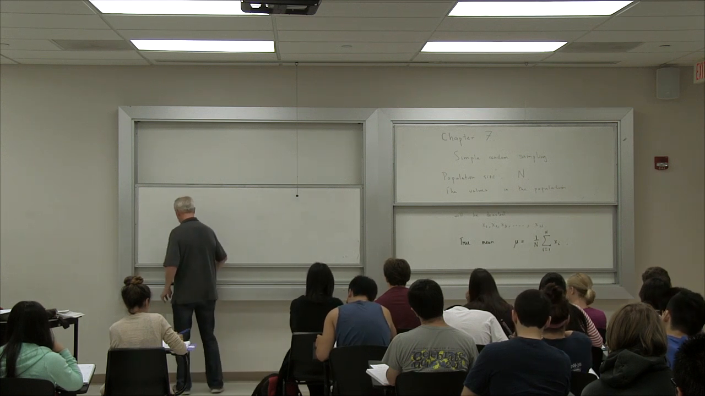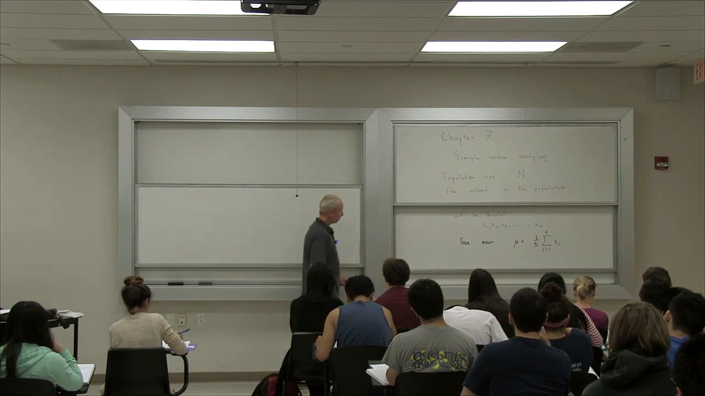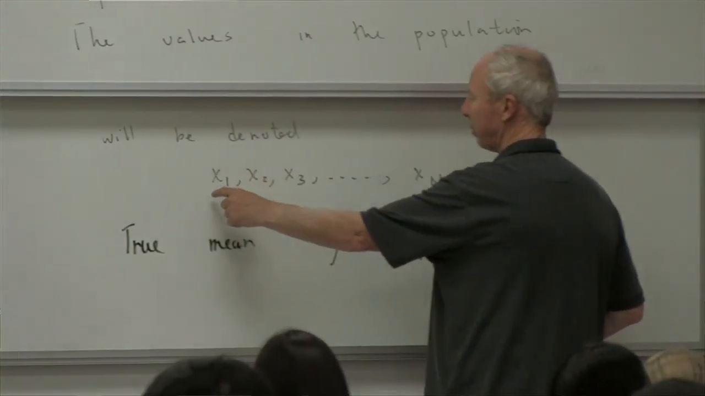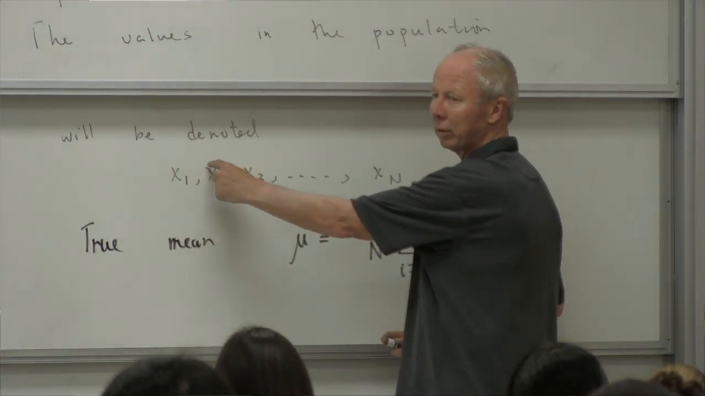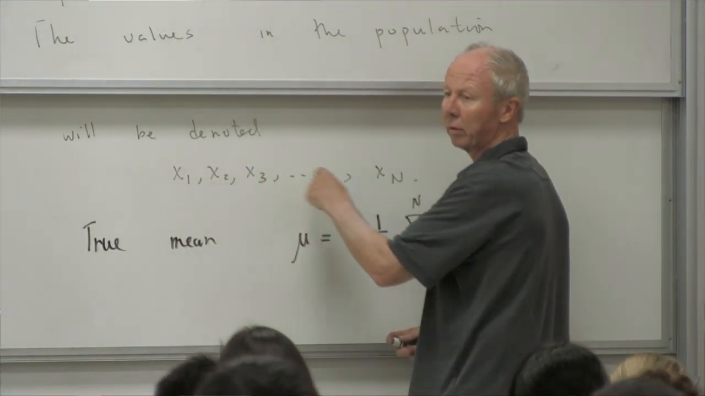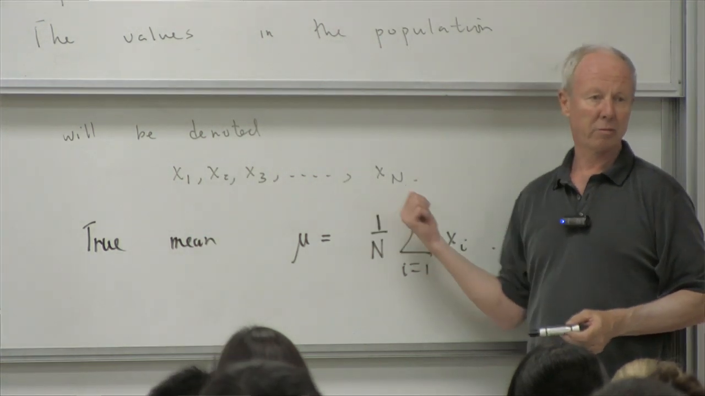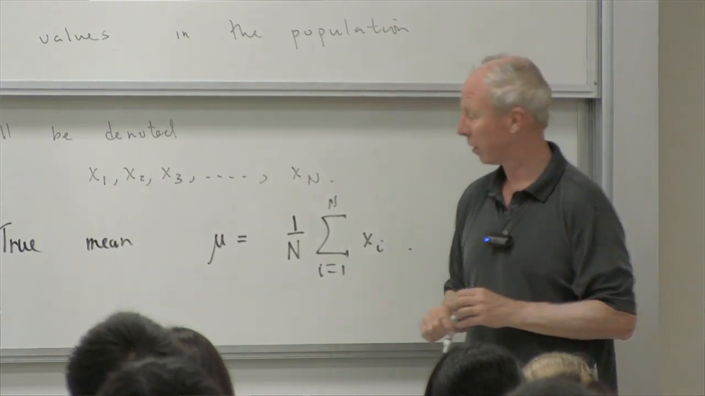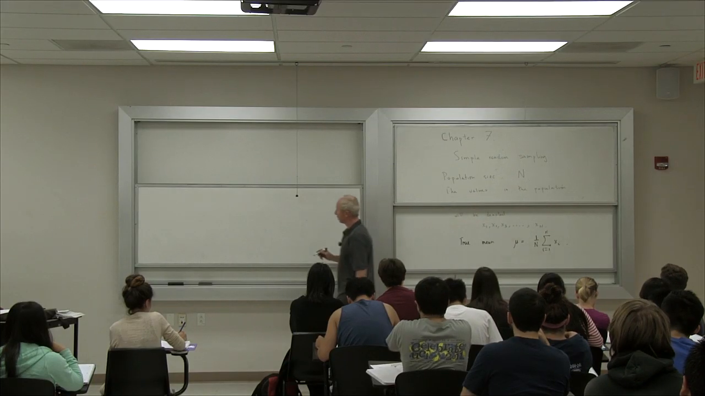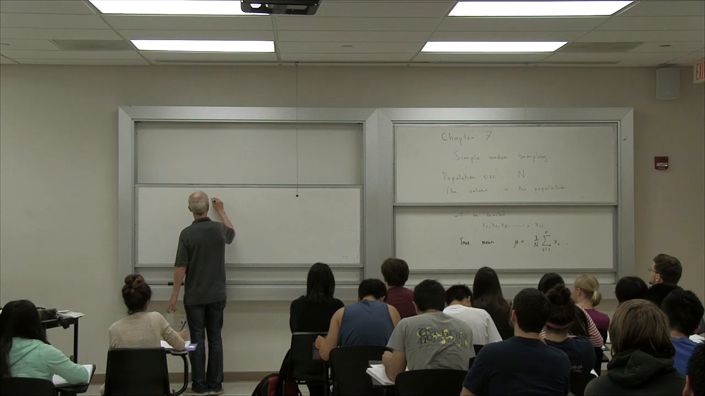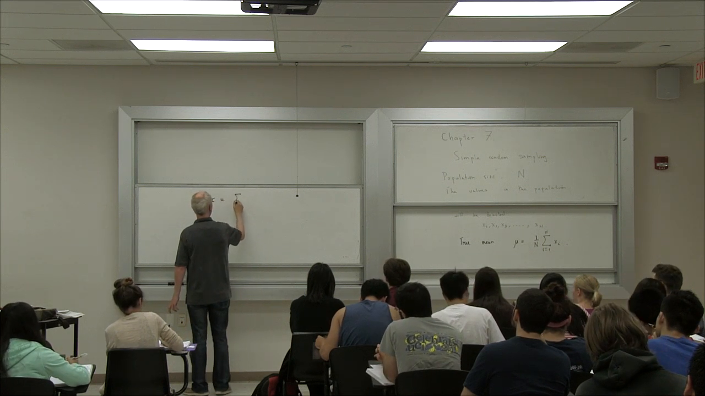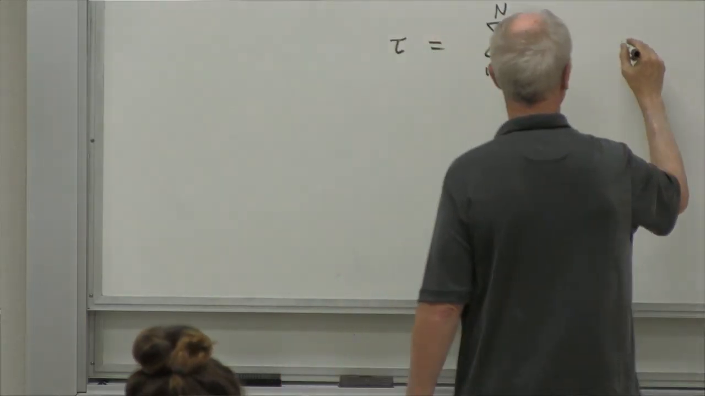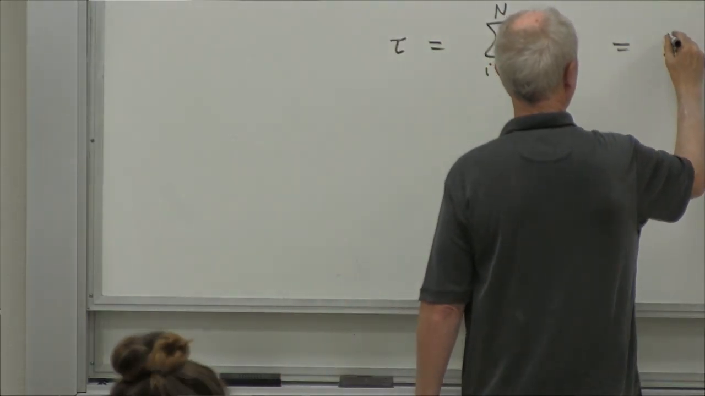Sometimes the total might be interesting. For example, if this is the number of people in the United States, this might be the total dollar worth of individual 1. This would be the total dollar worth of individual 2, etc. Then the sum of all this would be the total wealth of individuals in the United States. So that might be an interesting statistic. So the total is given the name tau. And of course, that's capital N times mu.